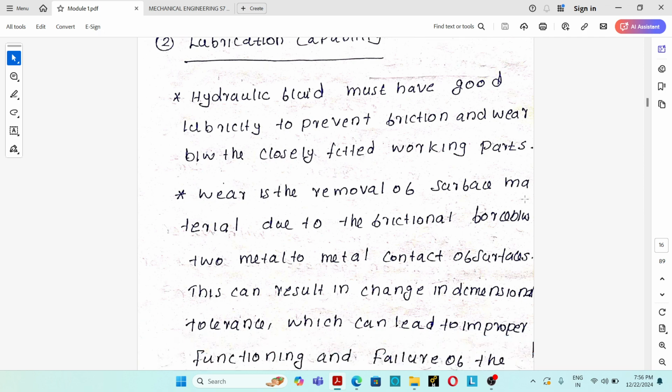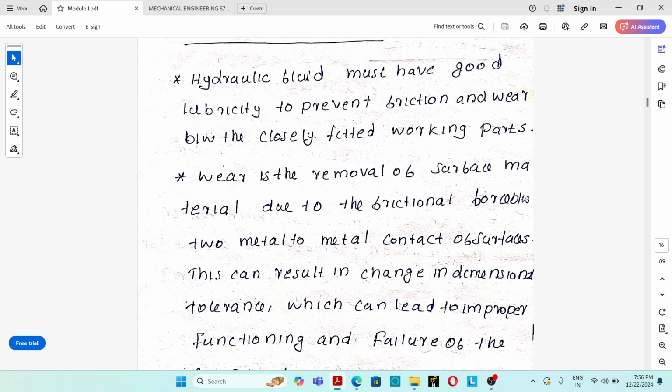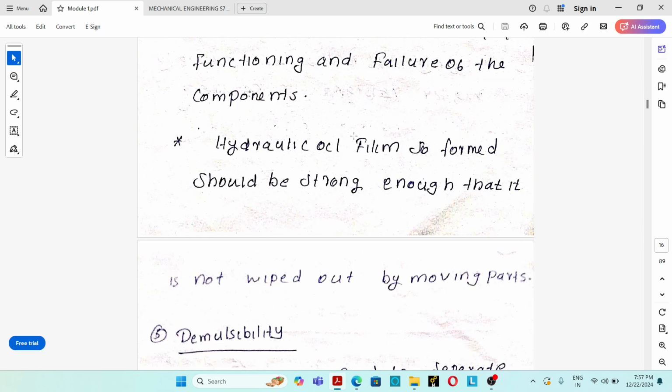That's an important point. Due to wear, a small amount of material will be removed from the surface due to frictional force between the two metal-to-metal contact surfaces. So that should be avoided by adding lubrication. So hydraulic oil itself acts as a lubricant to prevent friction and wear. See, the hydraulic oil film that is formed should be strong enough that it is not wiped out by moving parts. So there is a thin film formed between the moving parts. It should have enough strength. It should not be wiped out due to the moving parts.